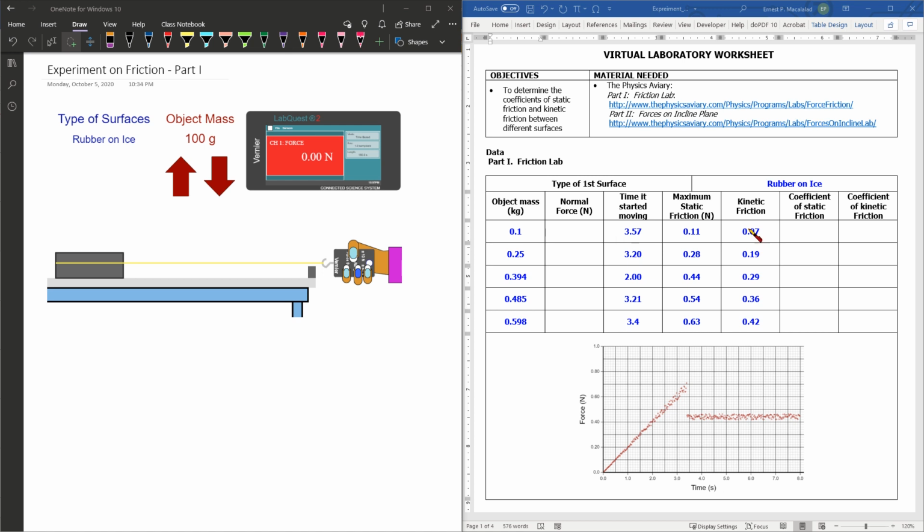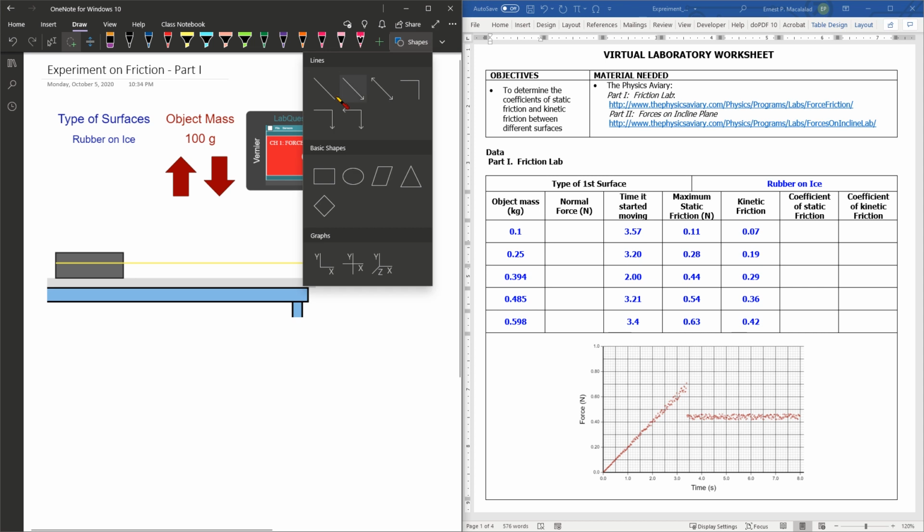Now, the question is, how do we determine the coefficient of static friction and kinetic friction given these values? Now, the key ingredient here is to determine the normal force. Now, how do we determine the normal force? Now, this is your setup earlier. This is your object, and this is your surface. Now, we're going to use Newton's laws of motion in order to determine the normal force.